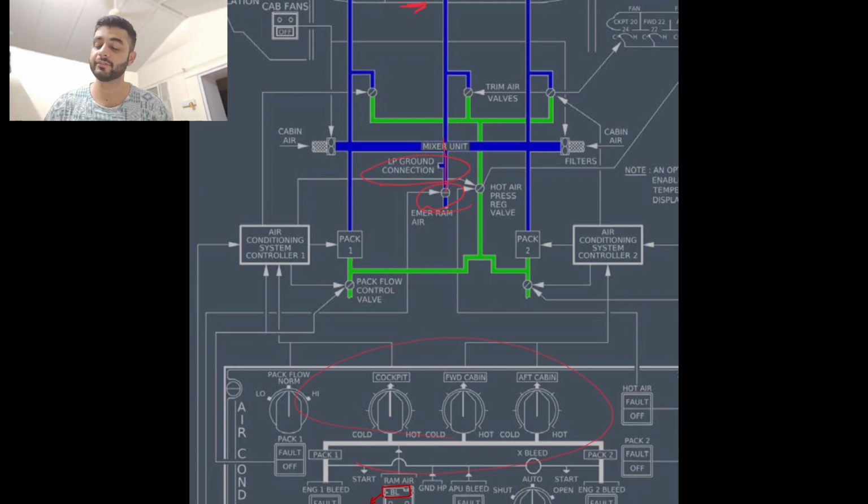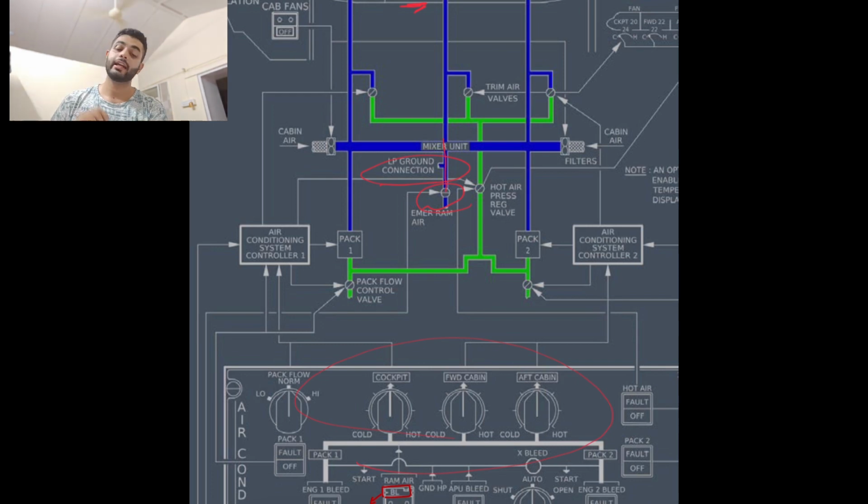Now both the packs give the lowest of the three selected temperatures, and hence the three trim air valves regulate the temperature of your zone. The HP is directly connected to the packs. The LP and HP cannot run simultaneously. The LP ground connection and HP ground connection cannot be run simultaneously.